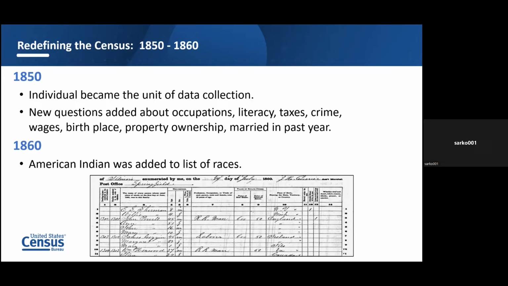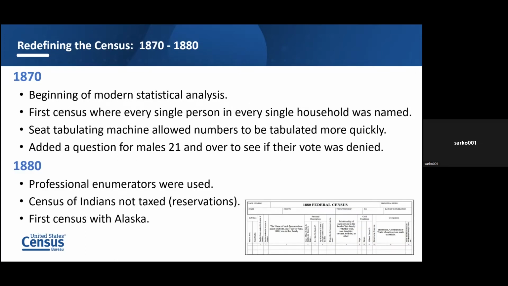1870 marked the beginning of modern statistical analysis. It was the first census where every single person in every single household was named. 1870 was also the first census where there was no slave schedule.